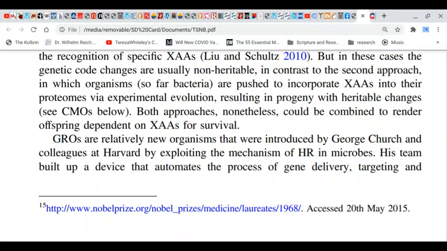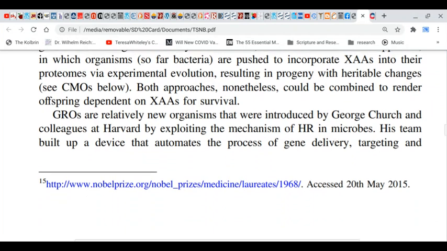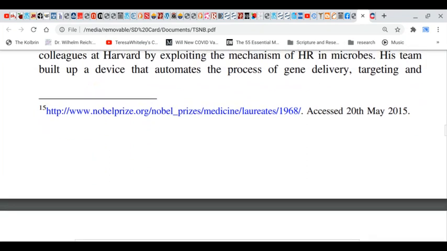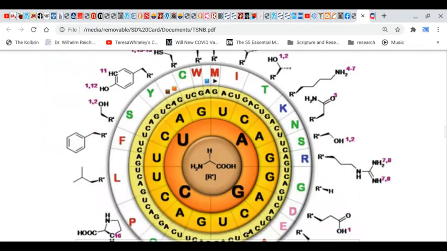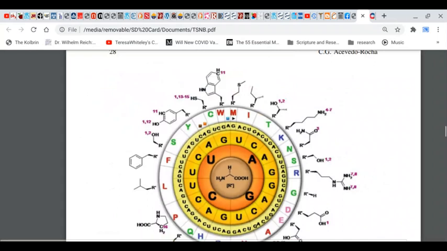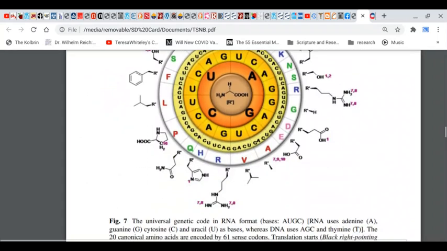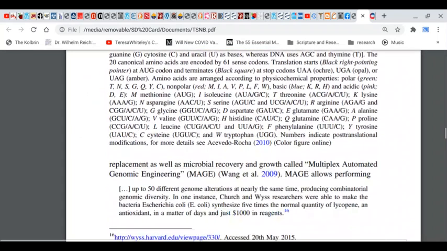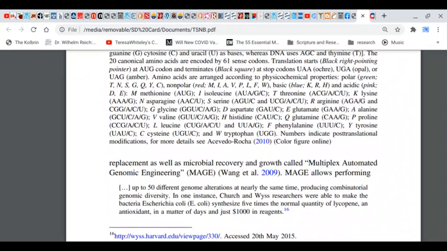Genetically recoded organisms are relatively new organisms that were introduced by George Church and colleagues at Harvard by exploiting the mechanism of HR in microbes. His team built a device that automates the process of gene delivery, targeting, replacement, as well as microbial recovery and growth, called multiplex automated genome engineering, or MAGE.